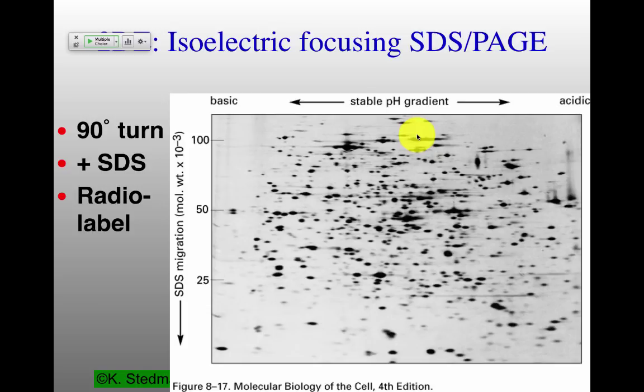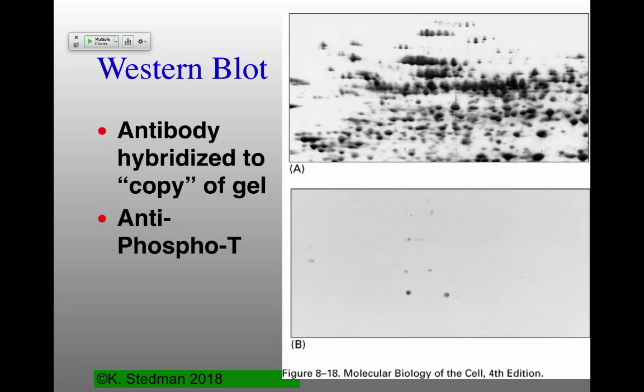And one of the ways that you can tell what these modifications are is now to use an antibody that will recognize some specific kind of modification. And that's what's called a Western blot. We'll talk a little bit more about blotting later on, when we talk about the nucleic acids.